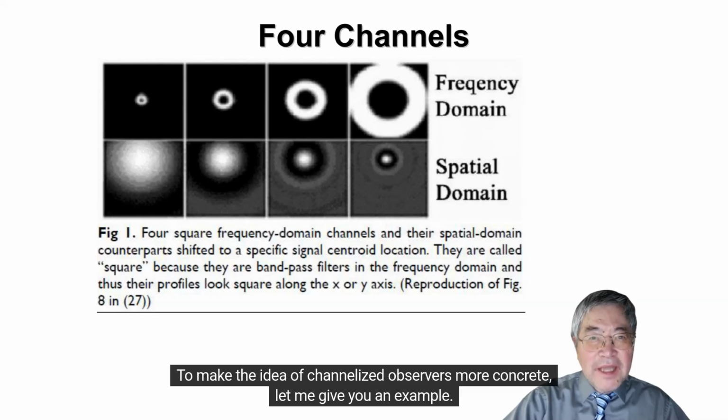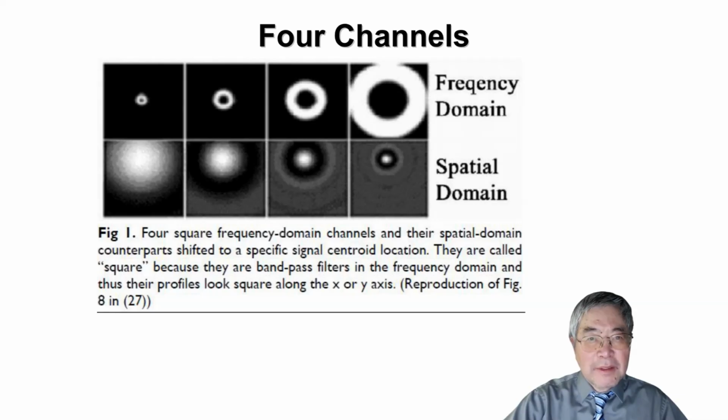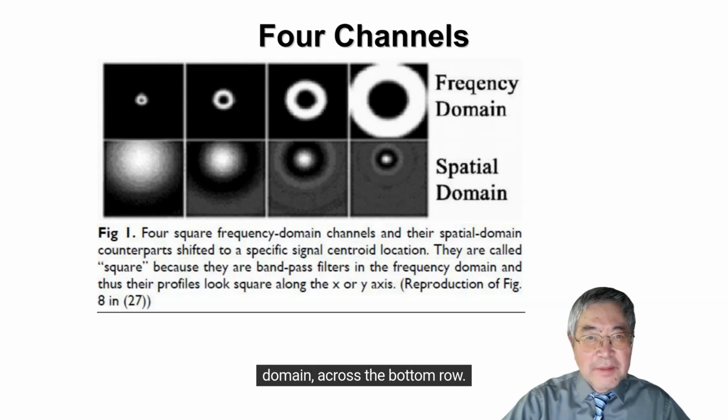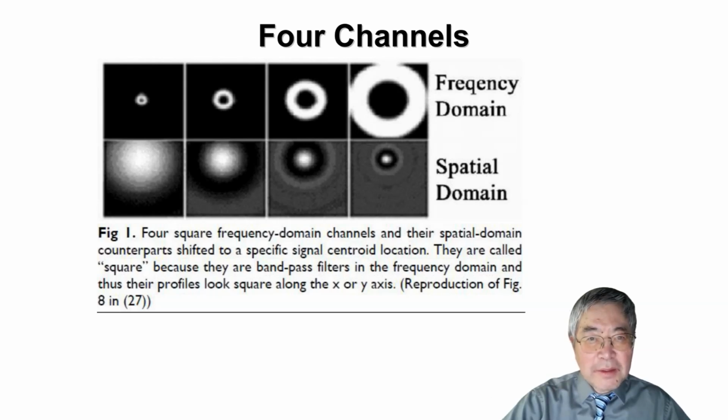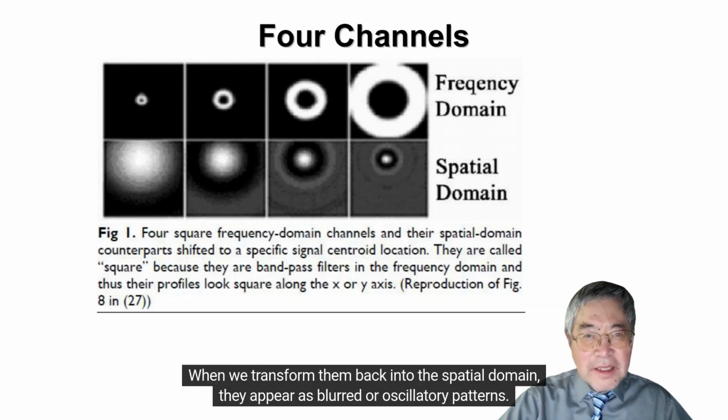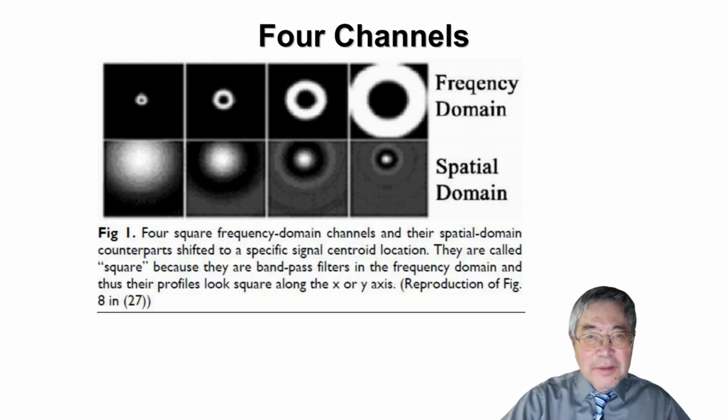To make the idea of channelized observers more concrete, let me give you an example. Here you see 4 channels illustrated both in the frequency domain across the top row and in the spatial domain across the bottom row. Each channel acts like a filter. In the frequency domain, these filters look like concentric rings that select specific frequency ranges. When we transform them back into the spatial domain, they appear as blurred or oscillatory patterns.